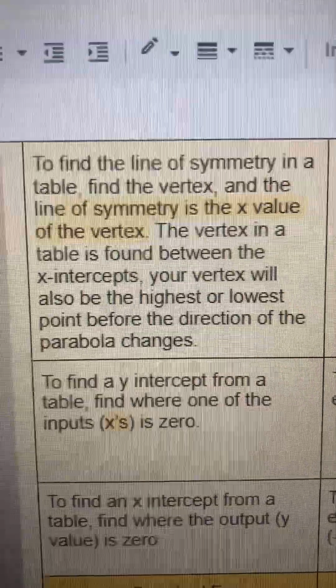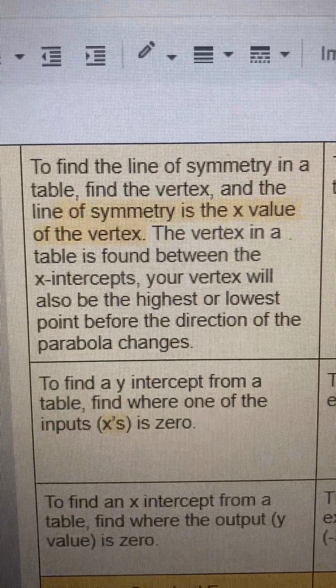Now to find a y-intercept. I'm kidding. We're still on the line of symmetry.